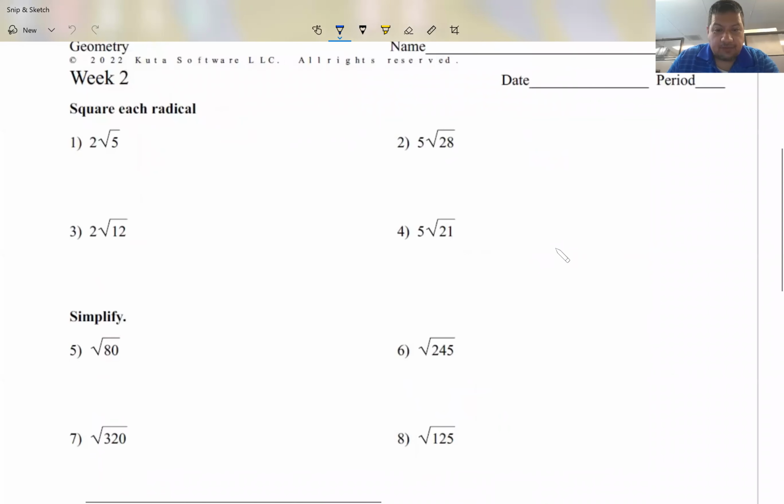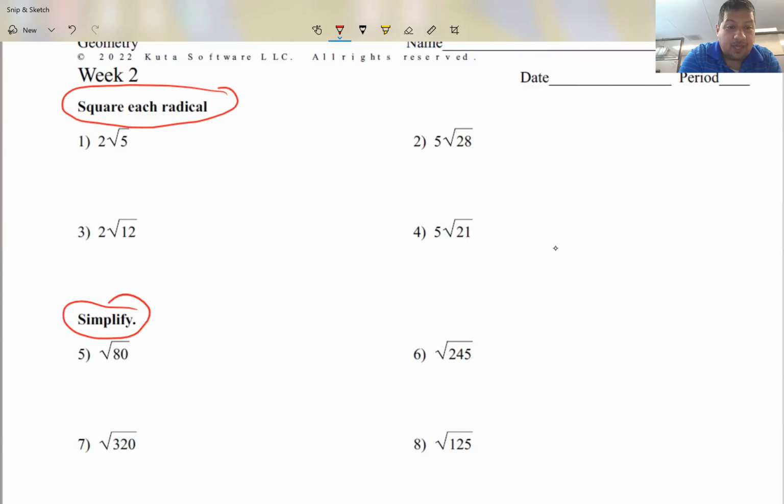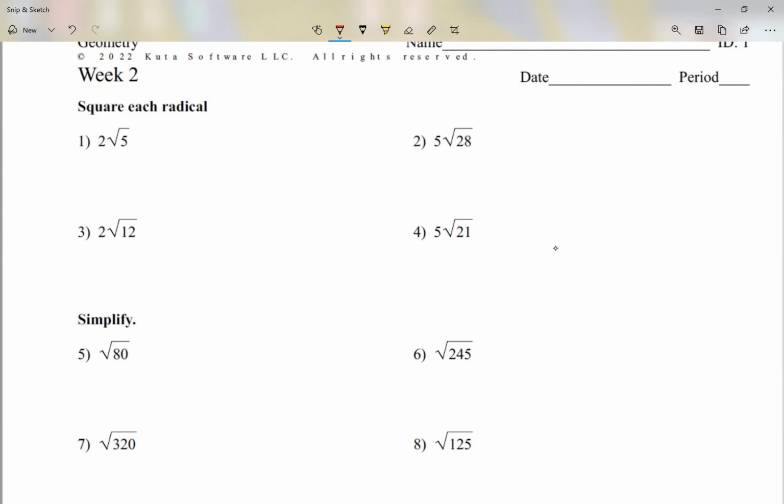If we take a look at the first 8 questions, the questions look very, very similar. However, the instructions on the first 4, it says square each radical. Questions 5 through 8, it says simplify. So make sure you guys read the instructions. Don't just look at the question. Make sure you guys read the instructions.